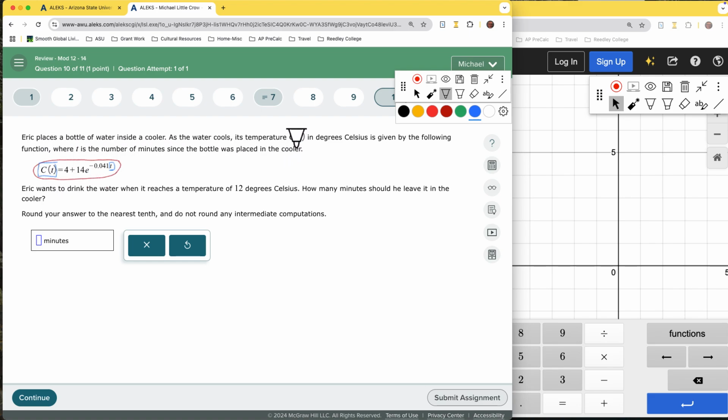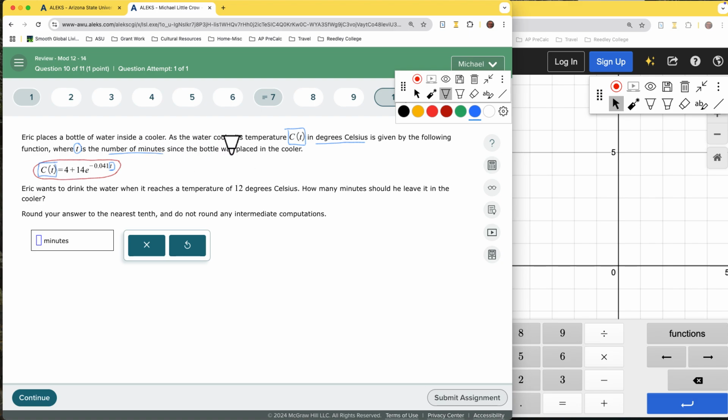As we read this, I don't necessarily read all of it. I look for my symbols. C of t, what is that? That's in degrees Celsius. That's a temperature, okay? So anything dealing with an output is going to be the degrees. And then I see my variable here, t, that's the letter I'm working with, right? It's the number of minutes. T for time, so that's minutes. So it helps us determine whether we're looking for an input or an output. The input is always going to be minutes. The output is always going to be temperature, degrees Celsius.